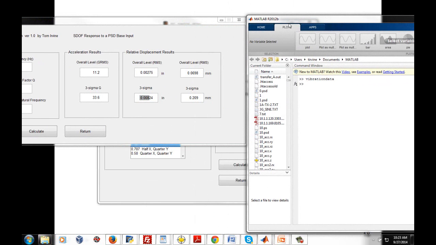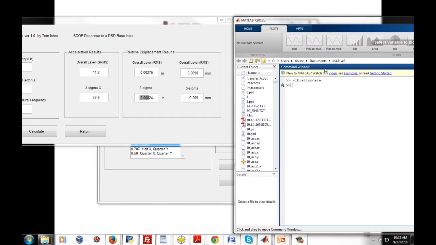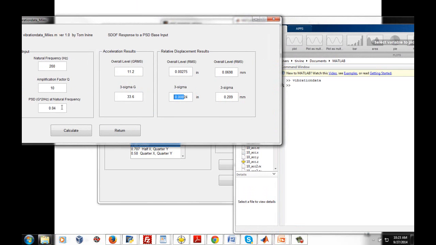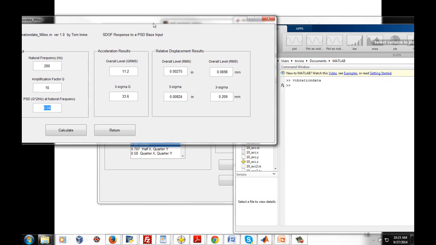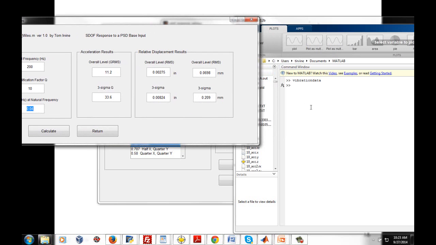Now, just as another little caveat of caution here, we're assuming that the base input PSD is stationary and it's the one and only environment that component is going to be subjected to, which generally speaking is not going to be true, but let's just go with that. Let's just say that our 0.04 G squared per hertz input level is conservative relative to any subsequent environments.